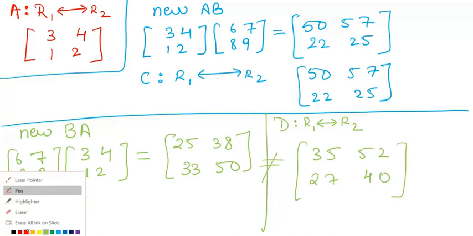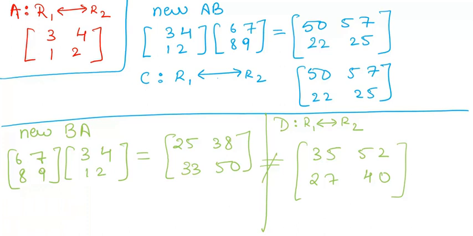So this is actually consistent with our hypothesis, where we said that if we apply a row transformation to a matrix and the matrix is on the left of the multiplication sign, then equality is maintained if we just apply the same row transformation to the product, the original product of the two matrices. However, if the matrix is on the right of the multiplication sign, equality cannot be maintained by applying the same row transformation to the original product.